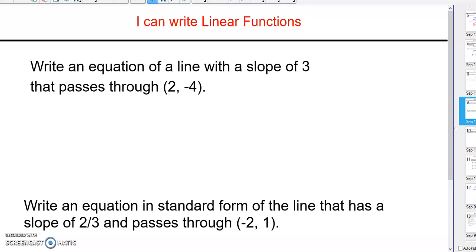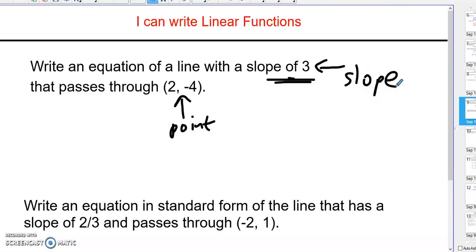So we have here a slope that's given to us of 3 and a point. So the easiest way to do this would be to use point slope form, because everything is given to us there. So with point slope form, we have y equals, and we've got some kind of number that goes there, and our slope here of m.